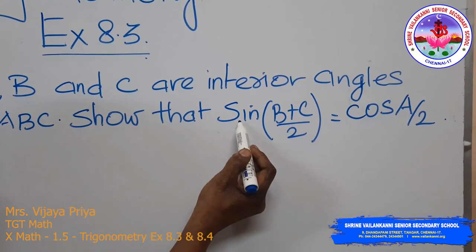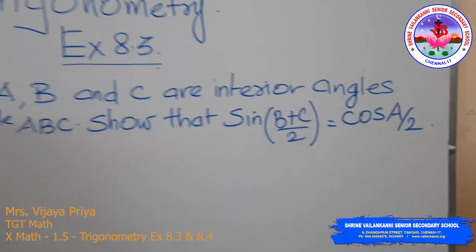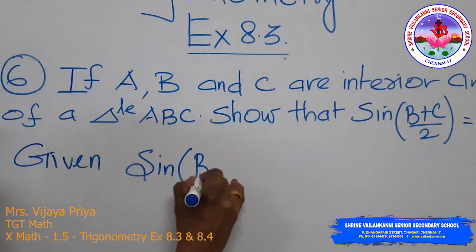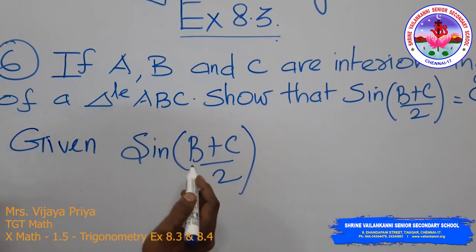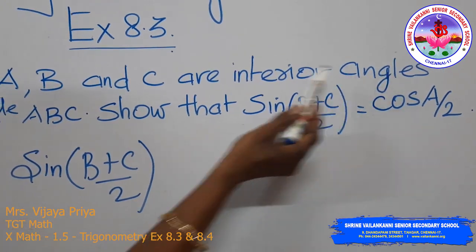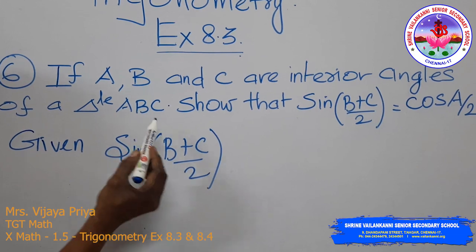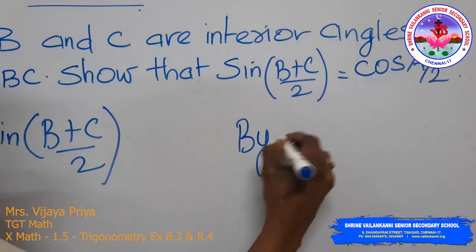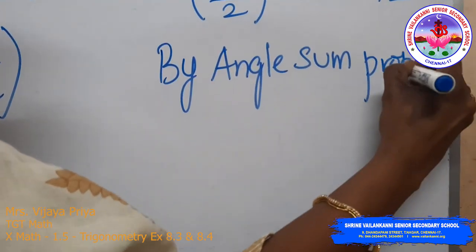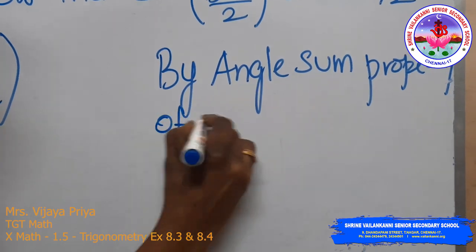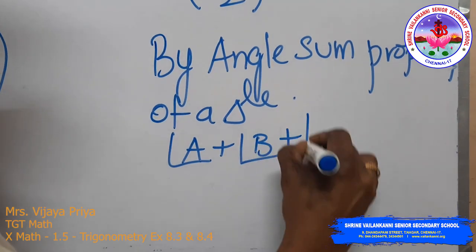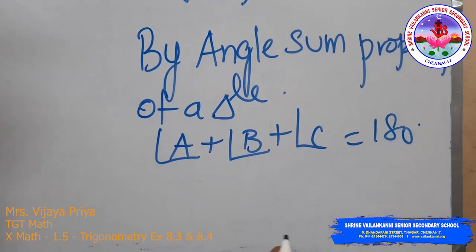So I am going to take my sine of (B plus C) by 2 now. In the problem, it is given that A, B, C are interior angles of a triangle ABC. So, by angle sum property of a triangle, we know that angle A plus angle B plus angle C is equal to 180 degrees.